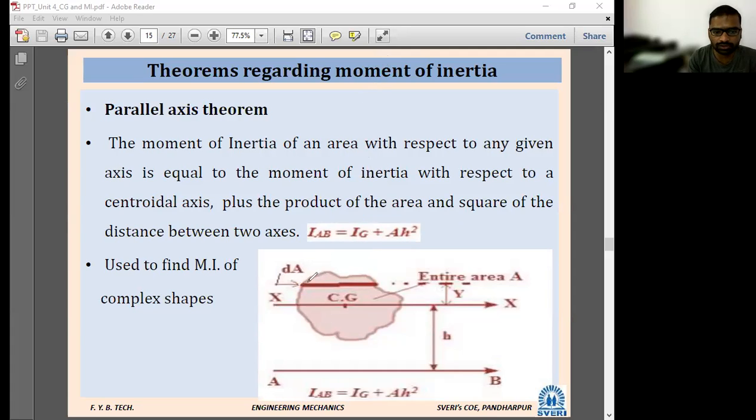Just draw a diagram. This is the x-axis. Okay, and mark the CG. Then I draw the AP line. Okay, then the distance between the two parallel axes is H. Then draw this formula.